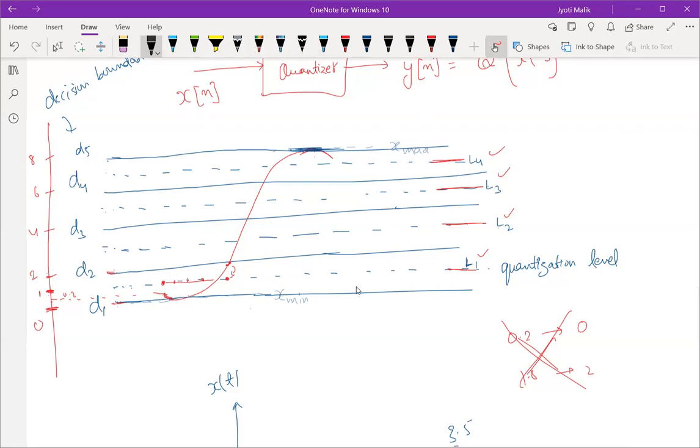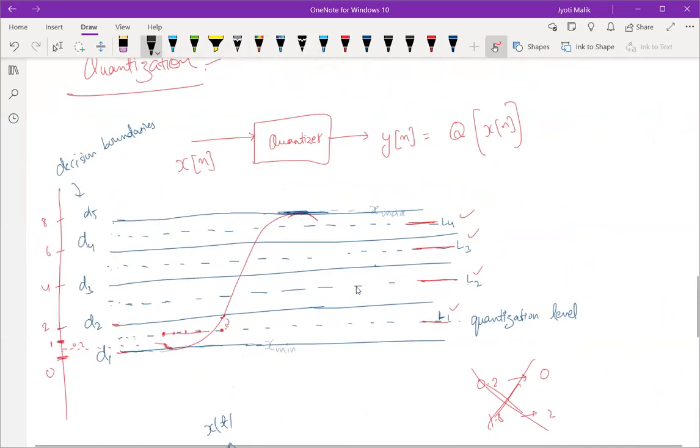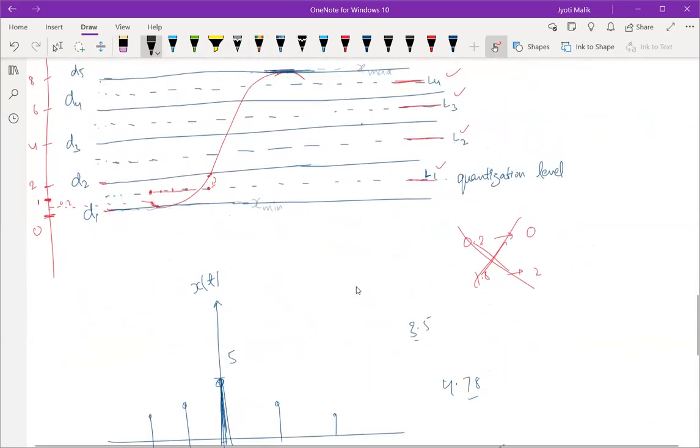Okay, let me draw the separate graph for the output. This was the input. Okay, let me draw it here only. So from here up to this point, all these values will be mapped to 1. So can I write it like this? Can I draw it like this? Yes.